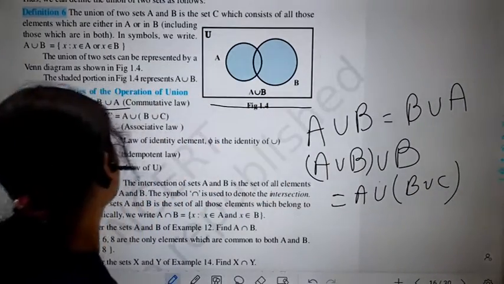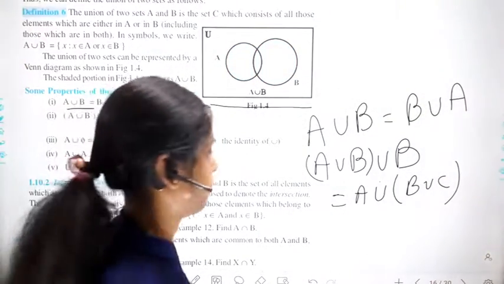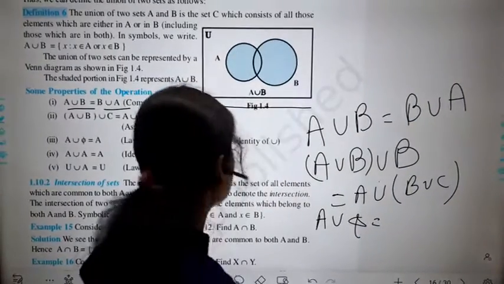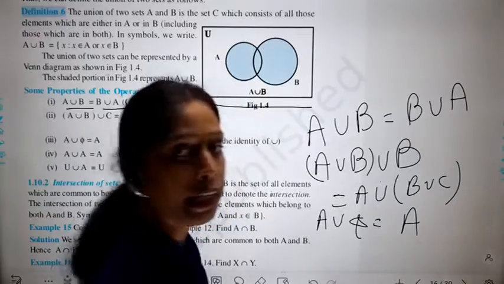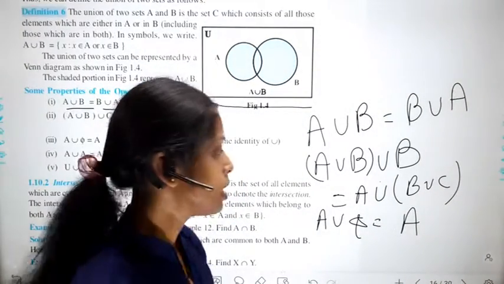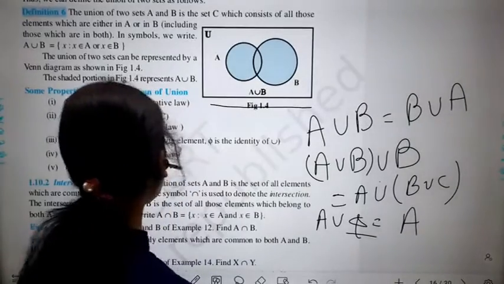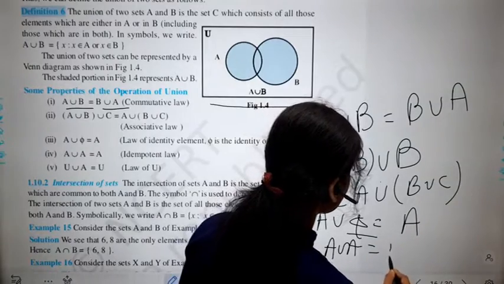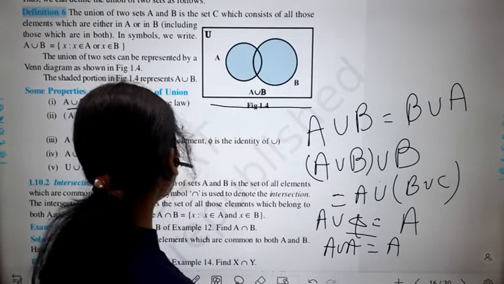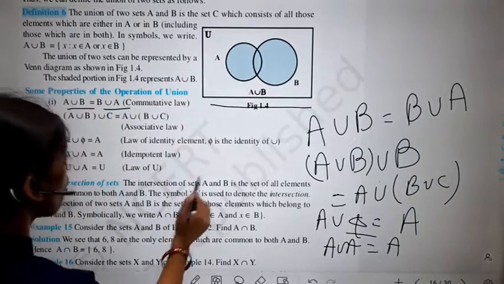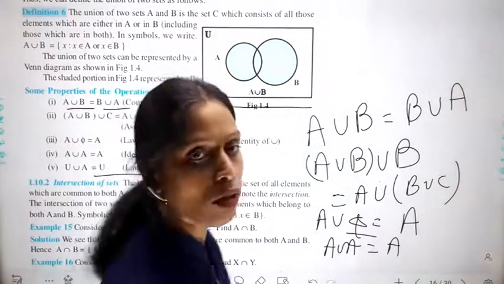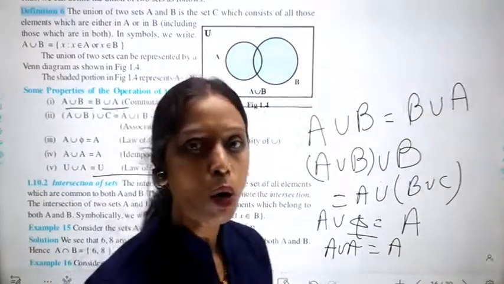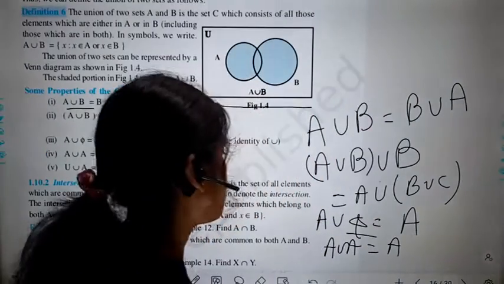Third one is the law of identity. It means A union phi will be A; the identity element here is phi. And A union A will be A, so the idempotent law also holds good, and the last one, the law of universe, also holds good. These are some properties of the union of two sets.